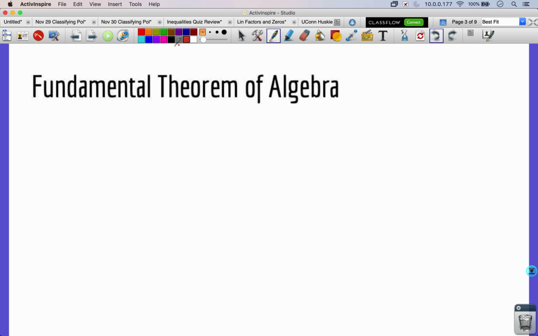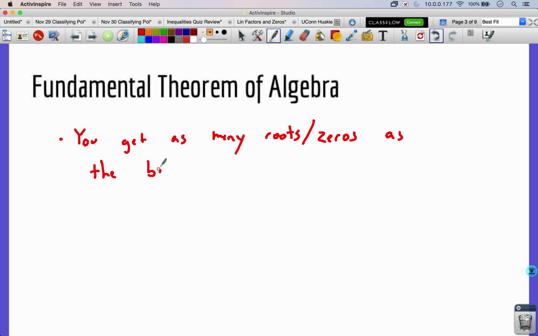Okay, so when you're finding zeros, it's good to know when you found all of them, and that requires something called the fundamental theorem of algebra. Let's add this into our notes. Fundamental theorem of algebra states that you get as many roots / zeros as the biggest exponent.